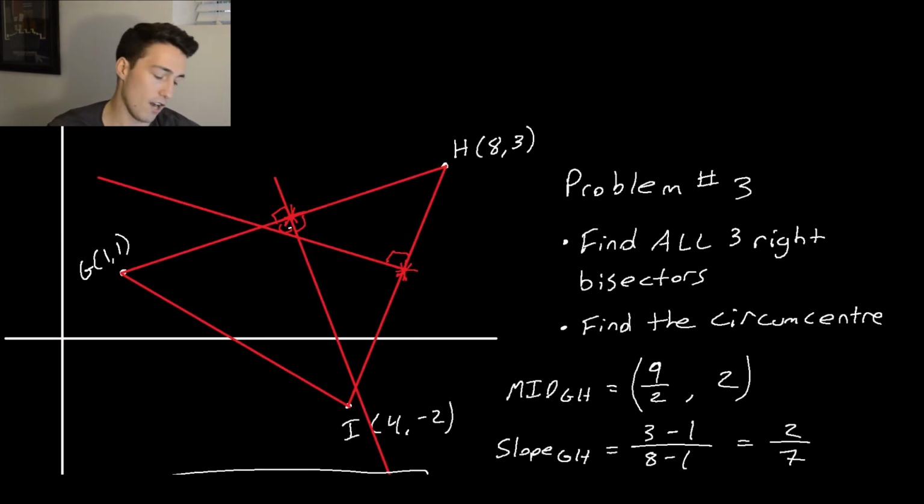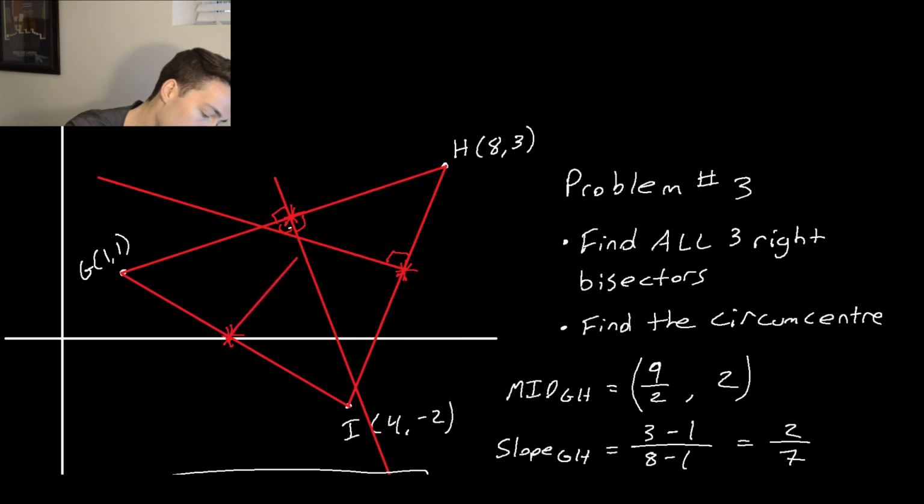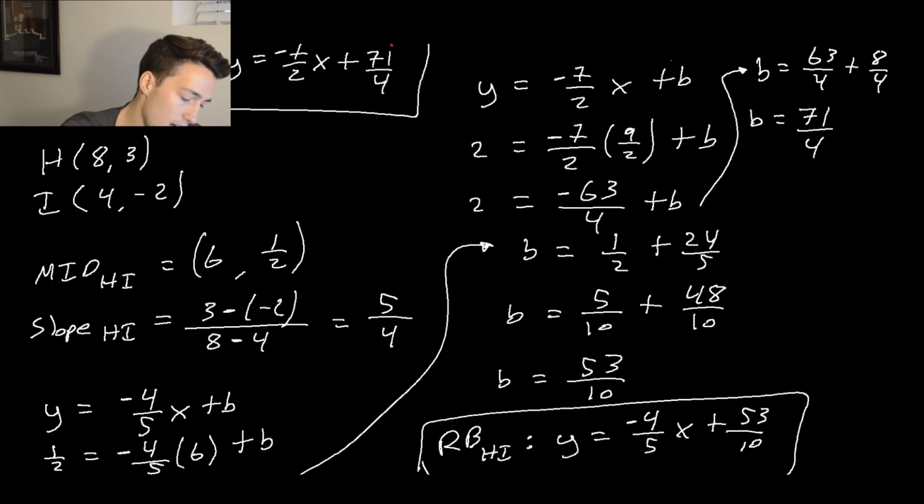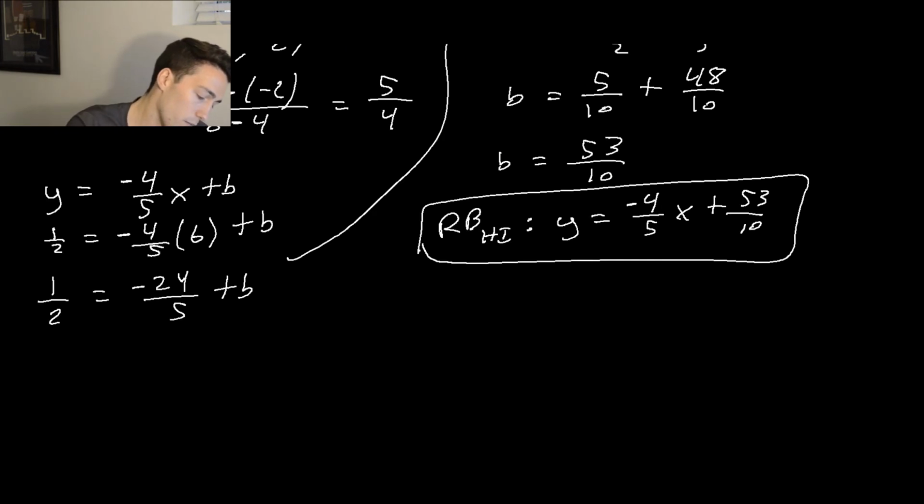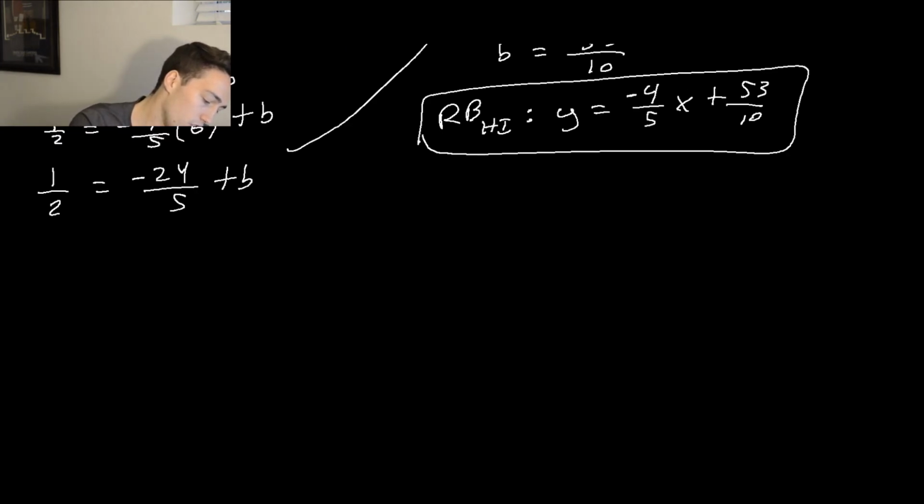Finally, we're going to get our last right bisector. So we're going to find the midpoint between GI, which is probably around there. I'm now going to draw my line at the midpoint of GI to make that perpendicular. It's probably like that. And then that will be a right angle. So G is 1 and 1, and I is 4 and negative 2.